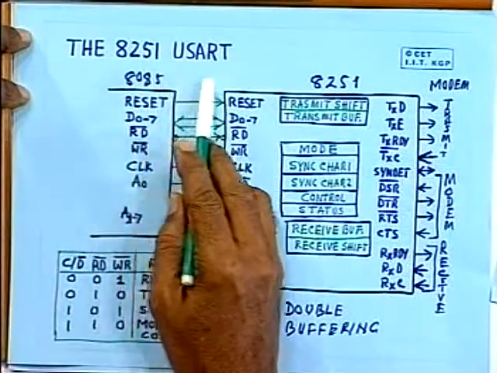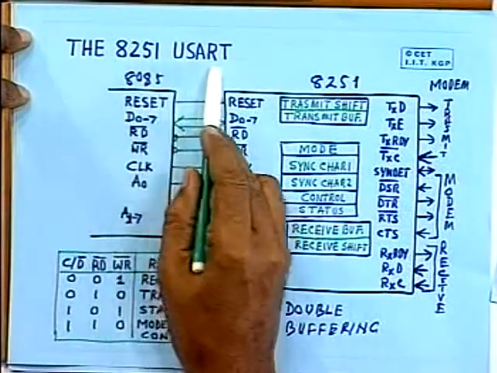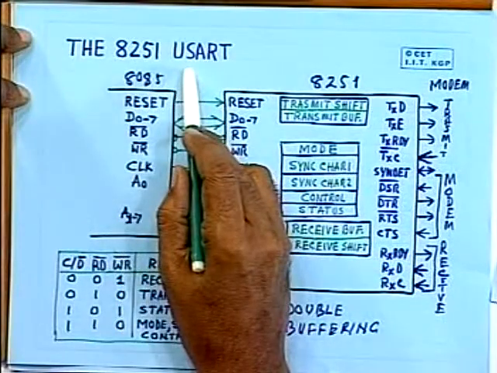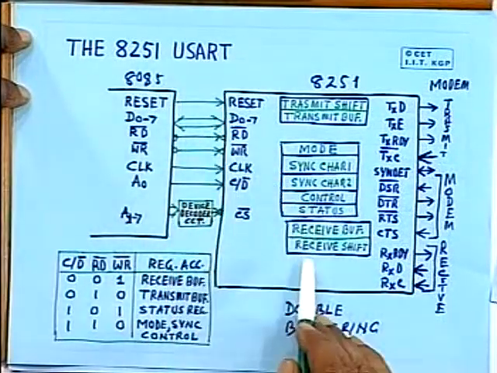So let us now summarize what we have discussed today. Today we have introduced the concept of the serial mode of communication. In this lecture we have seen how the serial mode of communication can be implemented with the help of SID and SOD lines, and also how it can be implemented very efficiently with the help of a programmable peripheral device known as USART, Universal Synchronous Asynchronous Receiver Transmitter.